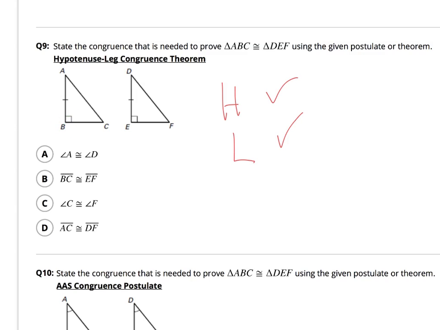Because you got the 90-degree angle, that's here. You got a tick mark here and here. There's one piece that's missing. So which of these 4 pieces of information do we need to mark on the triangle in order to say, okay, yep, it's HL? That's question 9.